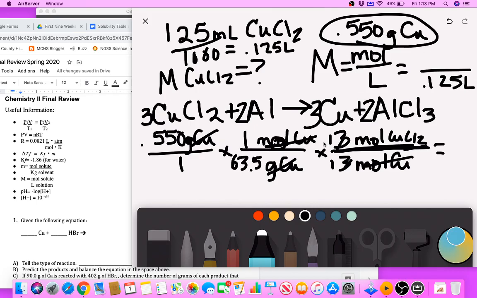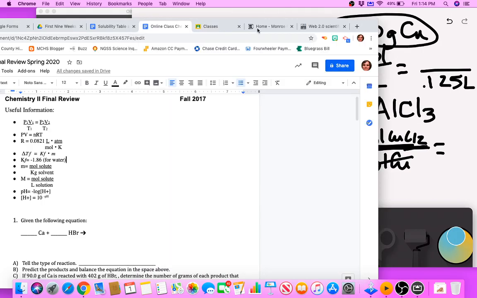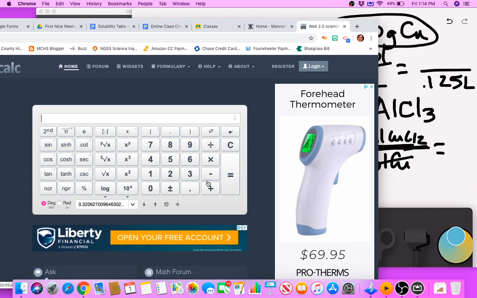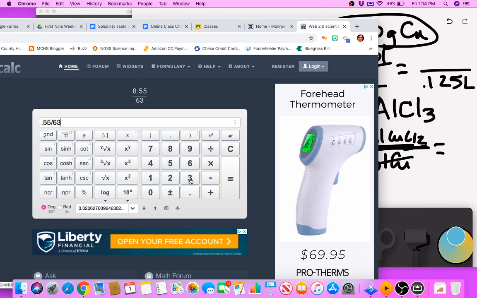Now we can see that if we reduce this to a 1 to 1 ratio, on the top we have 0.550 times 1 times 1, and on the bottom we have 1 times 63.5 times 1. So we have 0.550 on the top divided by 63.5 on the bottom. Let's go ahead and divide that out. I'm going to clear my calculator, and on the top we have 0.550, and on the bottom, 63.5.